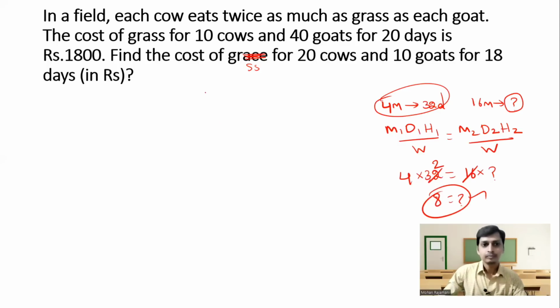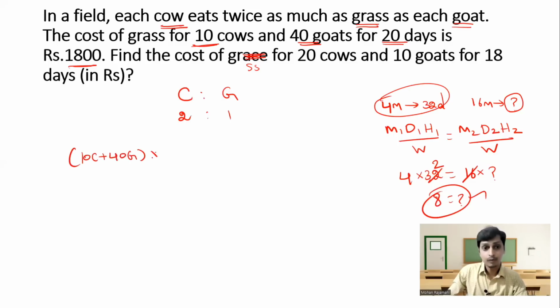Now, each cow eats twice as much grass as each goat. So cows eat twice that of goats. In what ratio do they eat? They eat in the ratio 2:1. The cost for 10 cows and 40 goats for 20 days is 1800. So for 10 cows plus 40 goats for 20 days, we have to pay 1800. Now what is this 1800? 1800 is the work here.